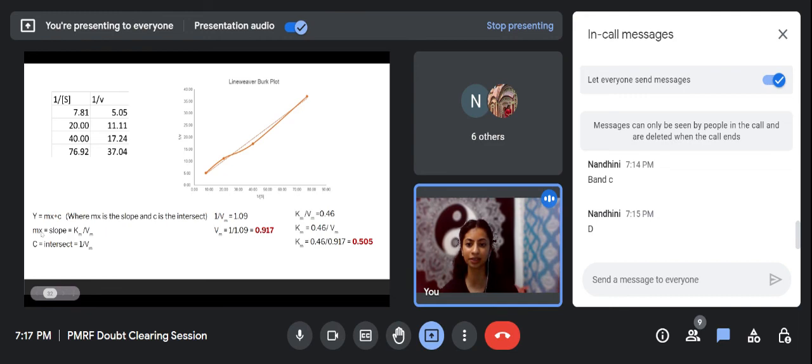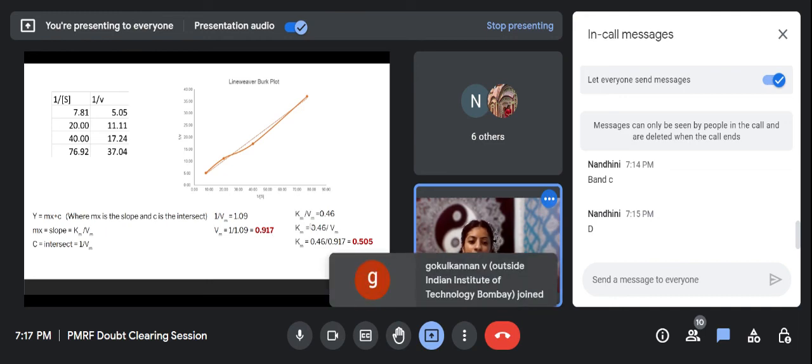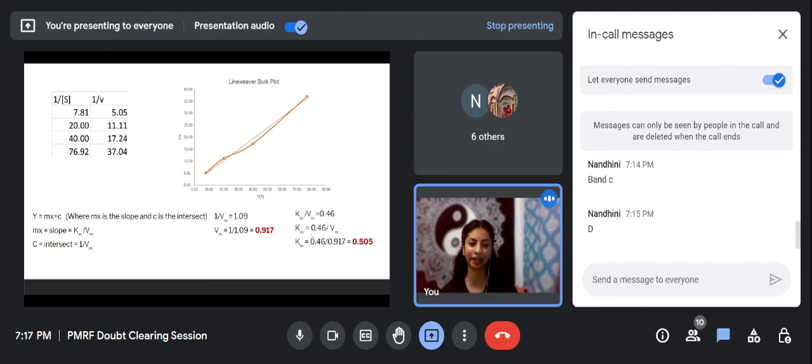So we know that m is the slope and slope is equal to Km by Vm, right? And c is the intercept, which is also equal to 1 by Vm, right? So 1 by Vm is equal to 1.09. If you rearrange the equation, you see that Vm is equal to 0.917, right? And you know Km by Vm equals 0.46 from your equation, right? So again, if you rearrange it, you will get Km if you divide 0.46 by Vm, which you just calculated. So if you divide 0.46 by 0.917, you'll get a value of 0.505.